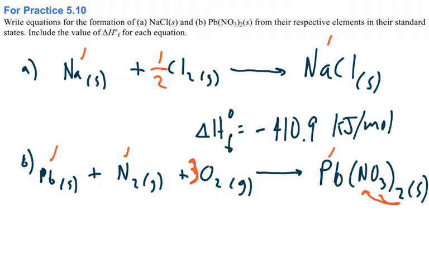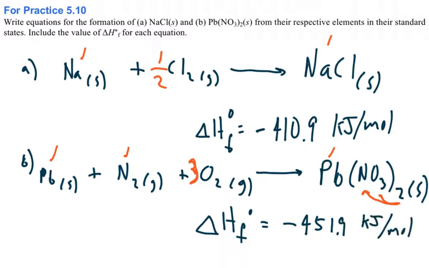And then we're going to go to the book again, to the appendix, and we're going to look for the lead nitrate as a solid and write the delta H of formation value. Okay, and according to the book, it is negative 451.9, and it is kilojoules per mole. So this is how you write a heat of formation equation.